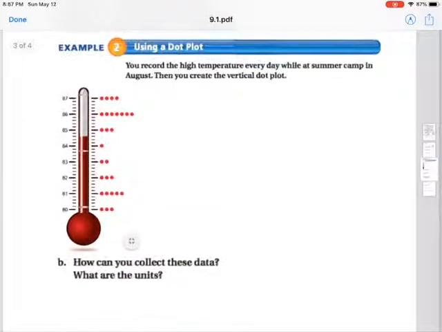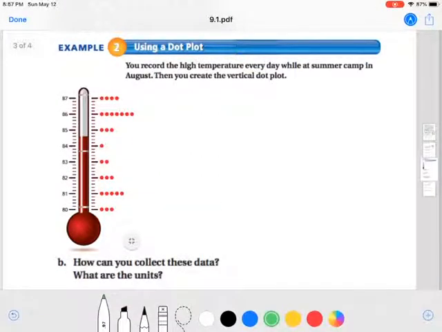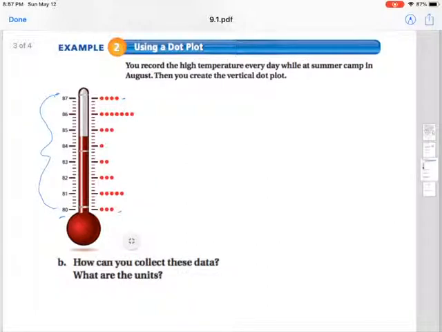So example 2 has this thermometer, and it says that you recorded the high temperature every day while you were at summer camp in August. And then we create a vertical dot plot. So if you can see on the left-hand side here, we have our degrees. So we have all the way down to 80 and then all the way up to 87. So these were the highest temperatures at camp. And these dots are representing every single day that we were at camp. So for 4 days, we had a high of 87. And then for 3 days, we had a low of 80. So each of these dots represent a day.